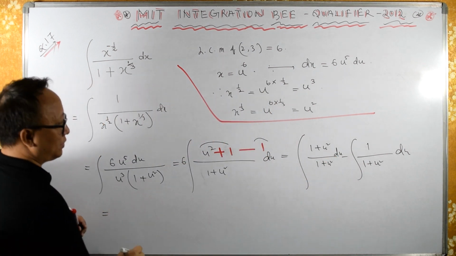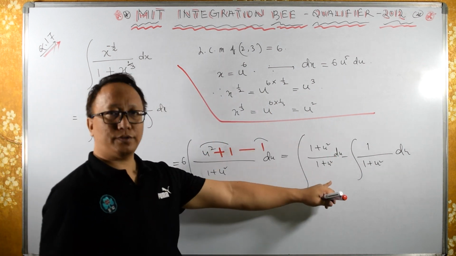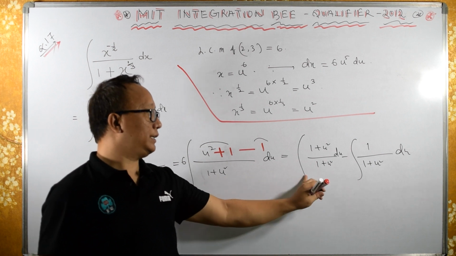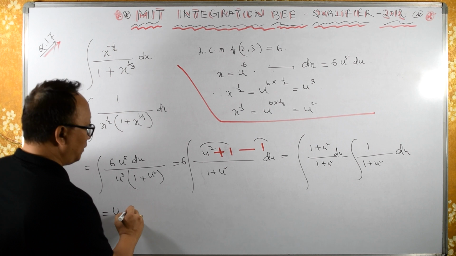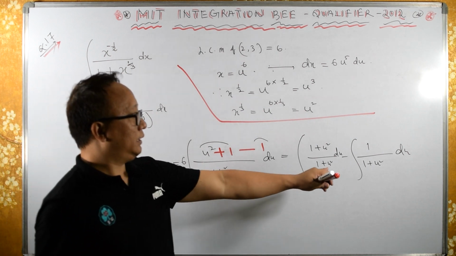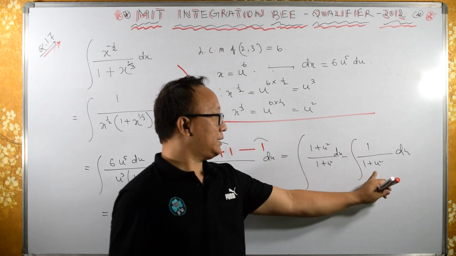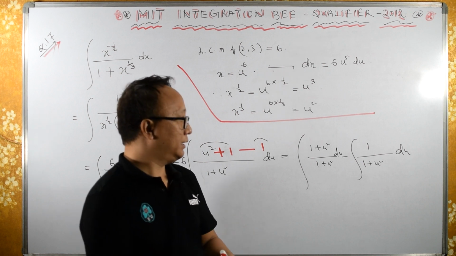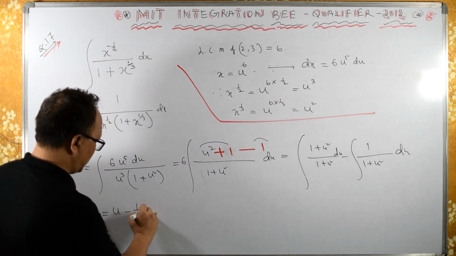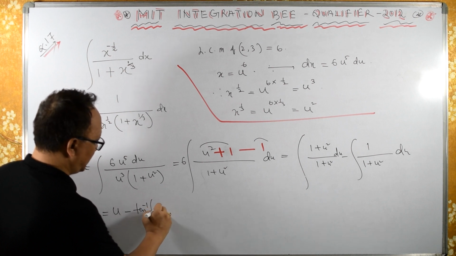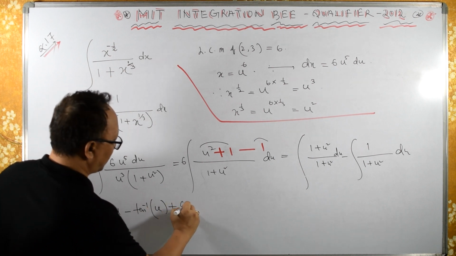Now 1 plus u square gets cancelled. So the integral of du becomes u. So here u minus, the integral of 1 upon 1 plus u square is tan inverse u. So this is the same as u minus tan inverse u plus some constant of integration.